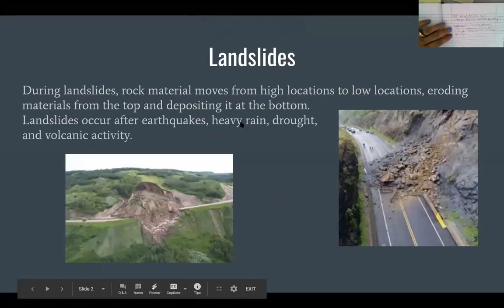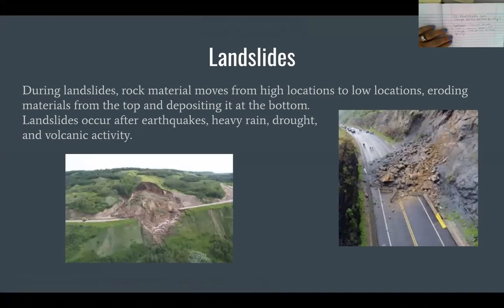So the first event that can affect the Earth is landslides. Please write down the word landslides. And a landslide occurs when rock material breaks away from either a mountain, a hill, a slope, and it moves from a high location to a low location, and it causes all of the dirt and the rock to fall down below it. You can see this in the picture on the left.